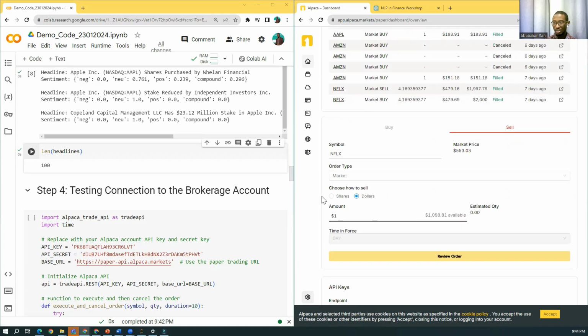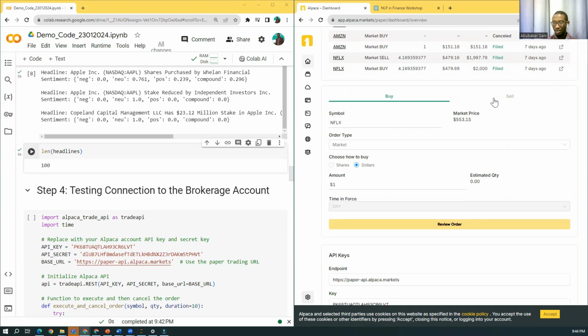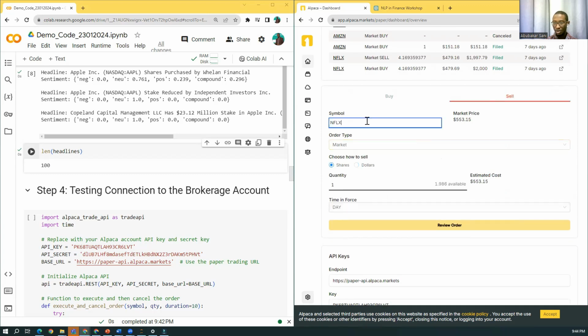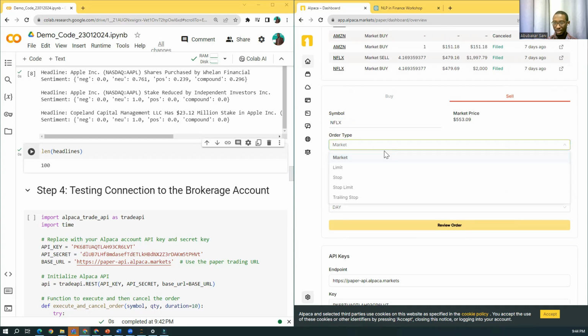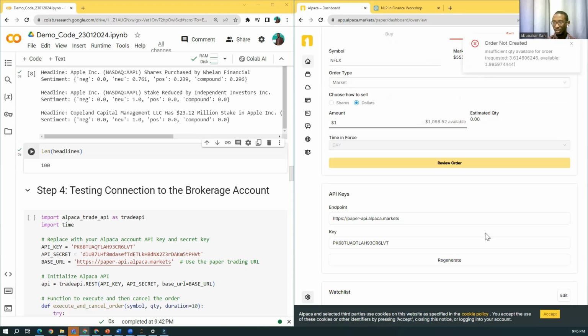And if you want to do things manually, scroll down, and you can buy or sell a particular asset. All you have to do is put the symbol of the asset and indicate the type of order you want. Market order means to buy immediately. The amount of money we have is 100K. We don't want to lose more than 2%. 2% is $2,000. So I can go in with $2,000 and I will say review order. I will say confirm order.